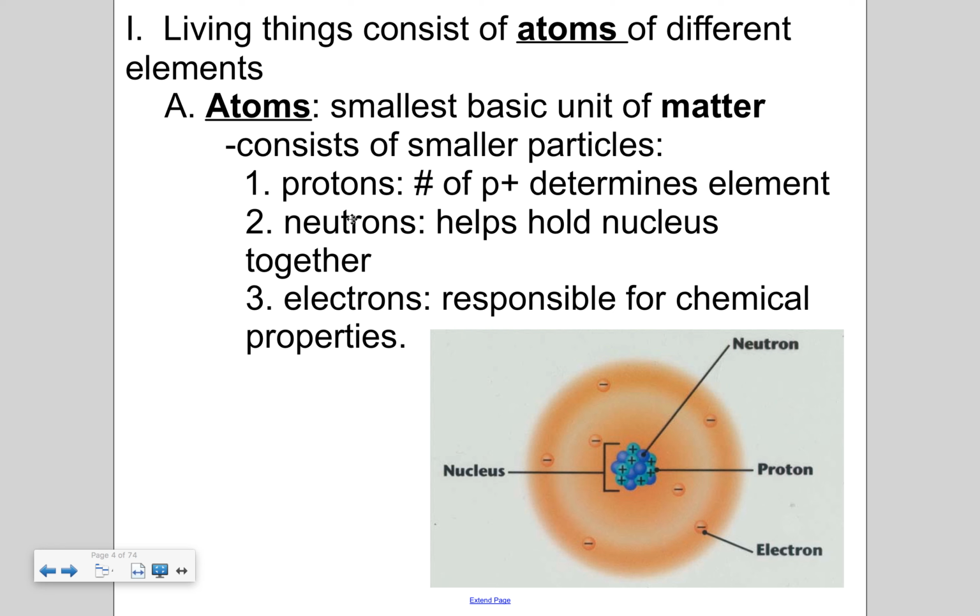Atoms are the smallest basic unit of matter, but they do consist of three subatomic particles: protons, neutrons, and electrons. Protons and neutrons are found in the nucleus of the atom, and protons have a positive charge and neutrons have a neutral charge. You might be thinking, well, like charges tend to repel each other. If I take two magnets and put the positive end towards the positive end, they push away from each other.